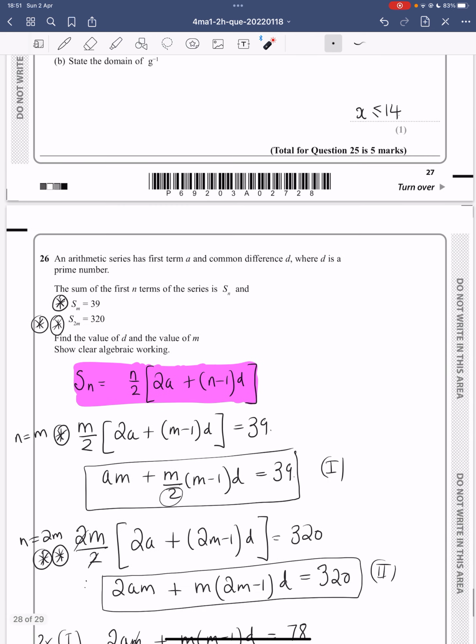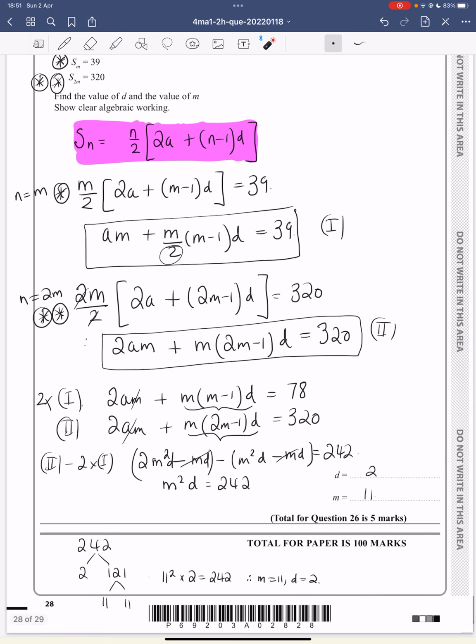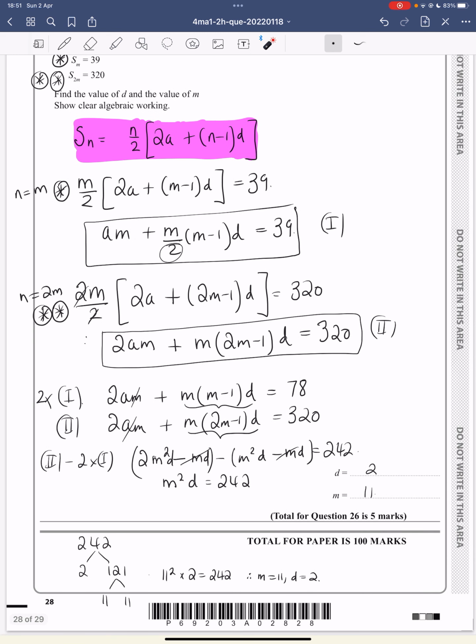And we know one of them here, d is a prime number. And that made me think, right, prime factorisation then. So d's got to be a prime number. So this is 2 times 121, 242. So it's 2 times 11 times 11. So we've got 11 squared times 2 is 242. So m is 11 and d is 2. 11 and 2. Okay, so that's a good question.